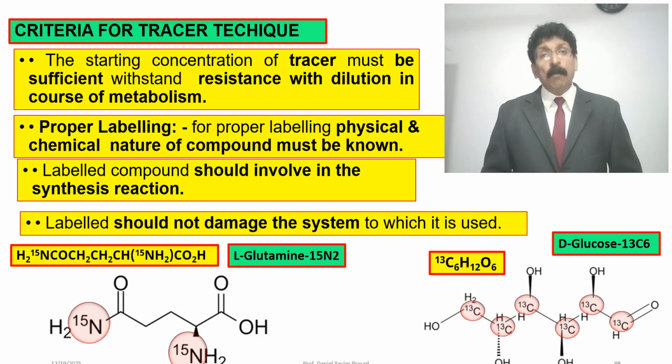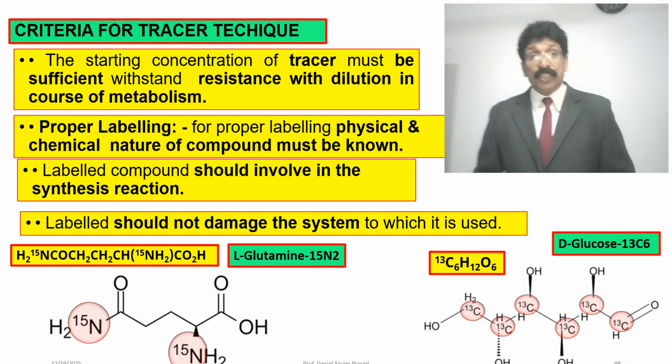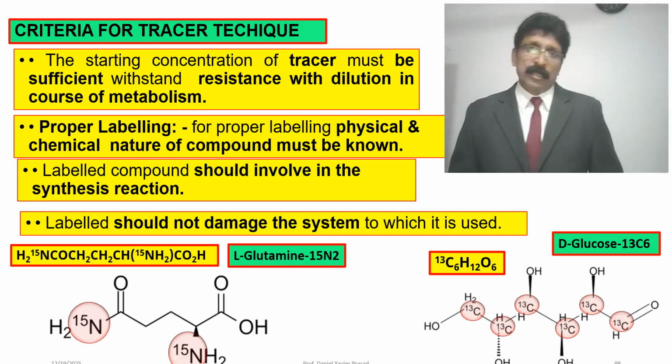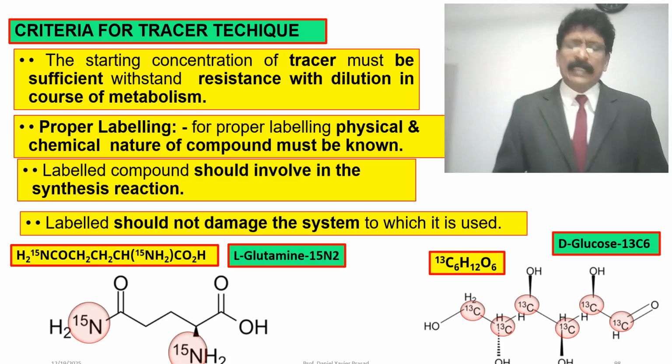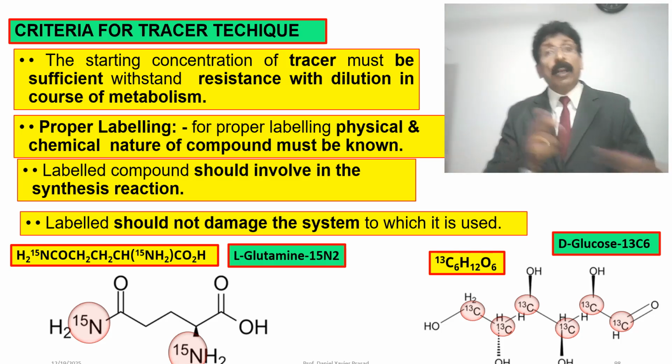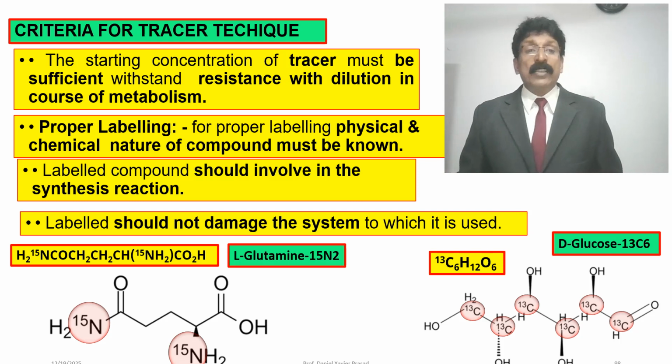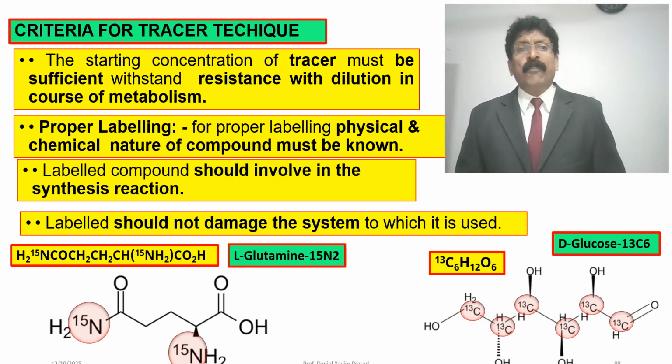The labeled compound should not damage the system in which it is used. Sometimes if you are using a high concentration, it may damage the living organism or living metabolic pathways. So the study will be interrupted. So these are all the main criteria for making an experiment with tracer technique.